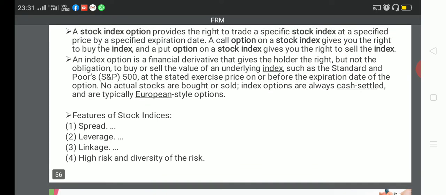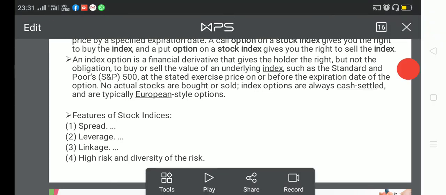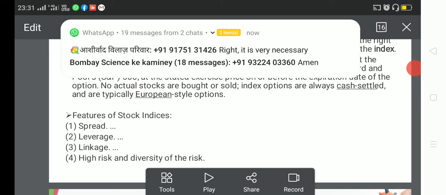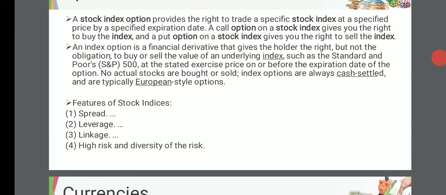Let us understand what European style options and American style options are. American style options are options that you can exercise any time within the time limit. For example, if the option expires in 2 years, you can exercise it at any time and get that call option. But in European style, you cannot exercise your option before the expiry date. You can exercise your option only on the expiry date.